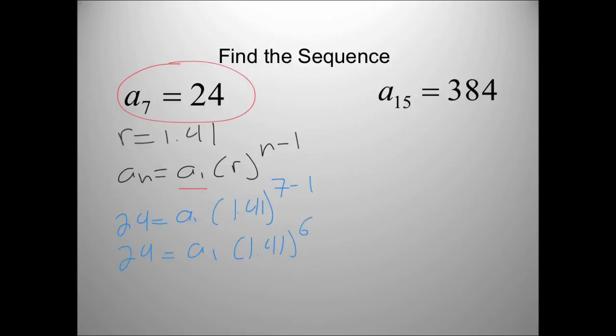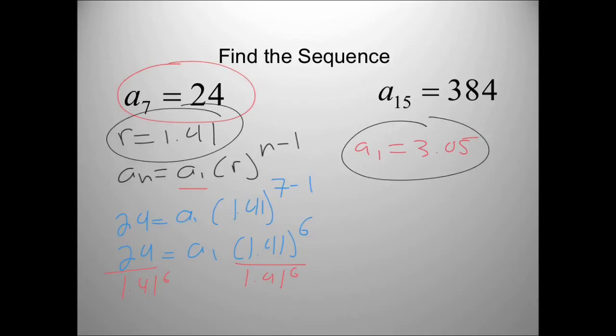And now I can divide by that to solve for a. When we divide both sides by 1.41 to the 6th, we get that a1 is equal to approximately 3.05. So now I have my first term and I have my common ratio. I can plug those into my formula here, and I get a sub n is equal to 3.05 times 1.41 to the n minus 1 power. To check that formula, I would plug in a 15 for n and make sure that I get 384.